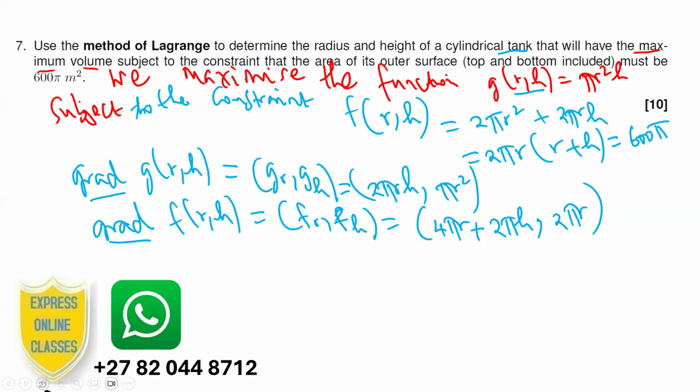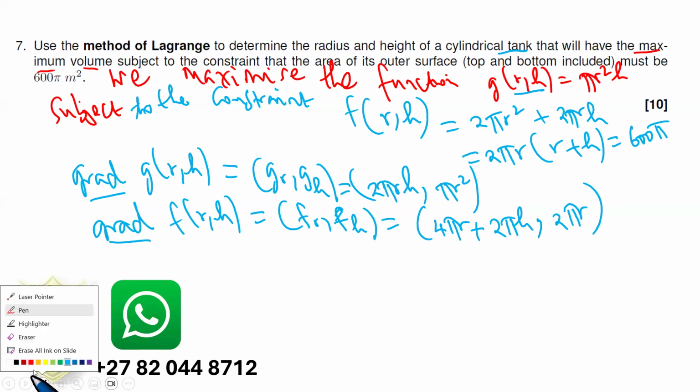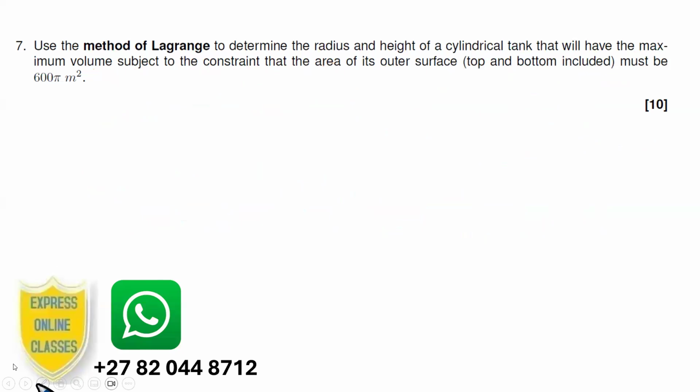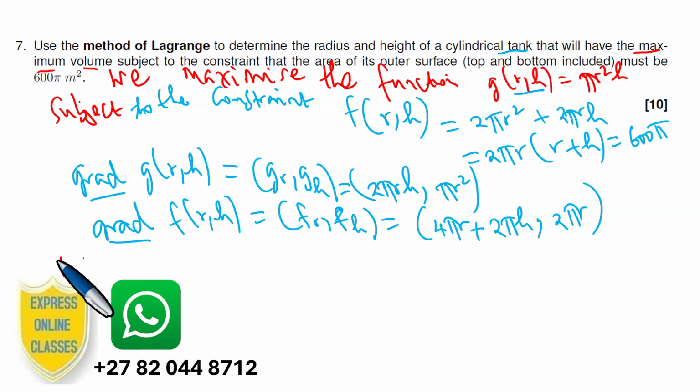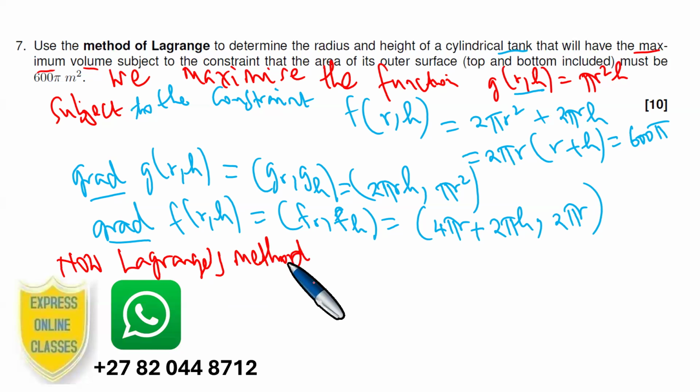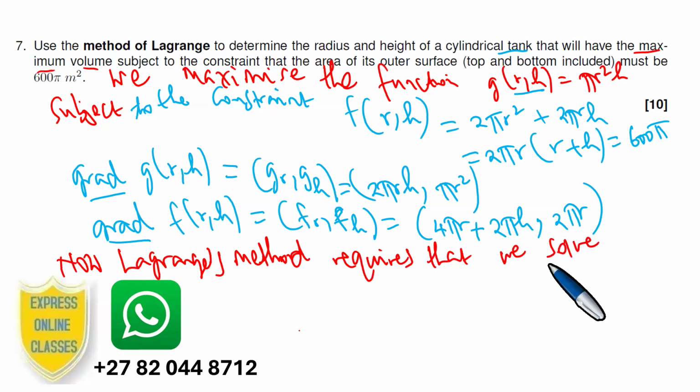If we do this, then we continue to use the method of Lagrange. Now, right, so now we have the following. Lagrange's method requires that we solve, by method of Lagrange, you need to solve the gradient.